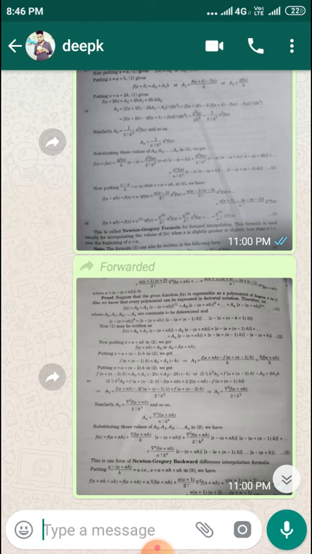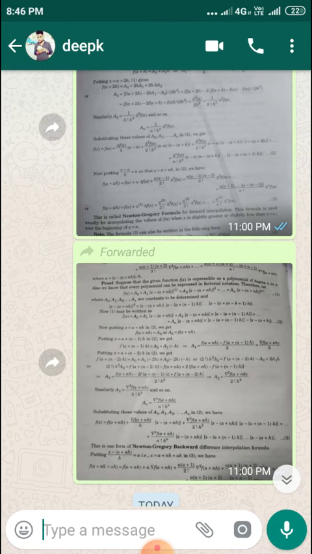Here delta is different from above, plus u(u plus 1) upon factorial 2 delta 2 f(a plus nh) plus u(u plus 1)(u plus 2) upon factorial 3 delta cube f(a plus nh) plus ..., u(u plus 1)(u plus 2) ... (u plus n minus 1) upon factorial n delta n f(a plus nh), where u is equal to (x minus (a plus nh)) upon h. Proof of this is as follows.